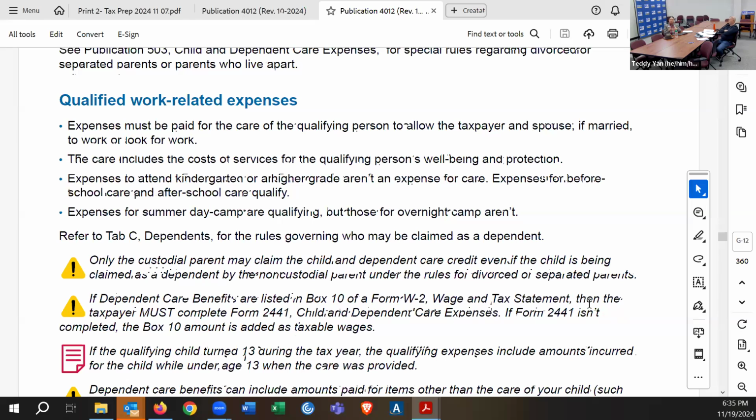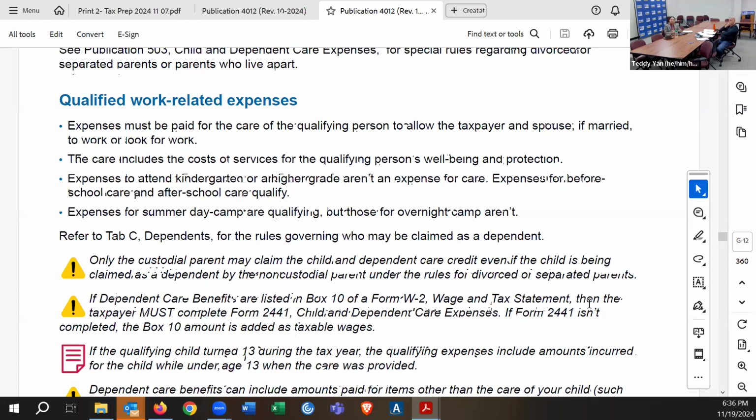The care includes the cost of services for the qualifying person's well-being and protection. Expenses to attend kindergarten or a higher grade are not an expense for care. Expenses for before school care and after school care do qualify. If I have a kid and I send them to private school, that does not qualify me for the child and dependent care expenses. If they're going to private school and I pay the school more for after school care so that I don't have to leave work at 3:30, that qualifies for child and dependent care expenses.